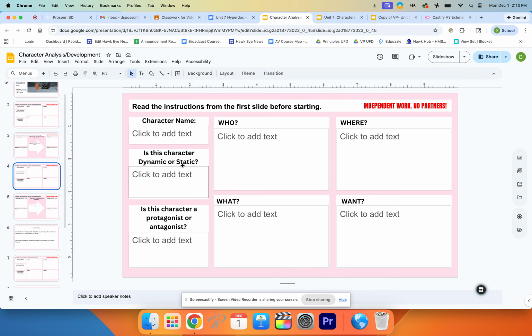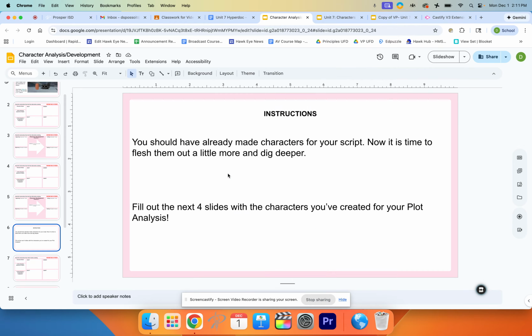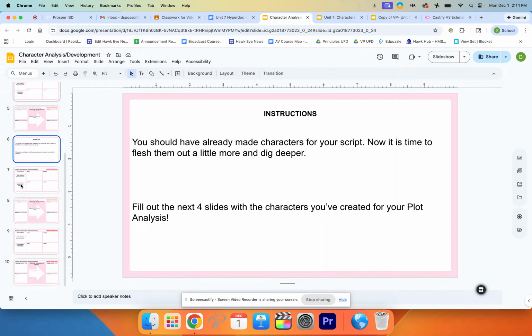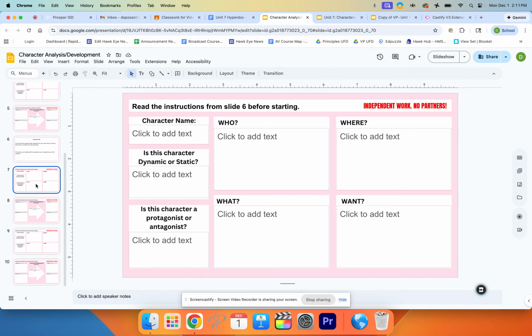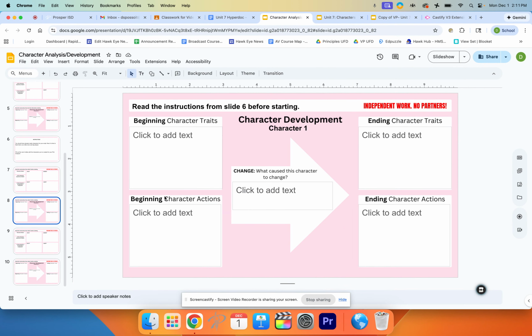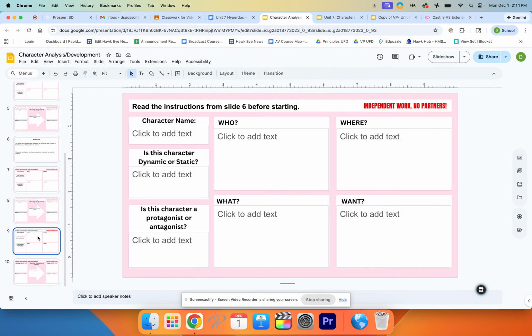And then for the other character, you're going to use the dog. Once again, it is possible that they both are protagonists. Same thing for the dog here. Now, just like with plot analysis, the second part is now for your own script idea. So you're going to think about your protagonist, put that here. What is their who, what, where, and want? What are their beginning? What's the problem? What's the ending? And then for these last two, you'll use your antagonist.